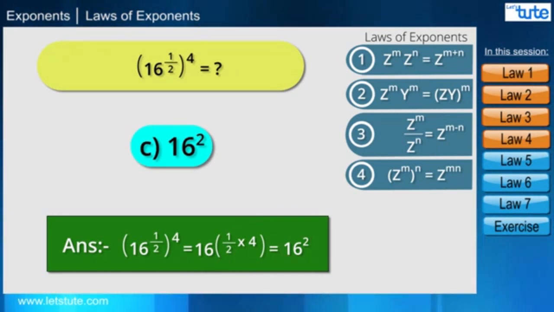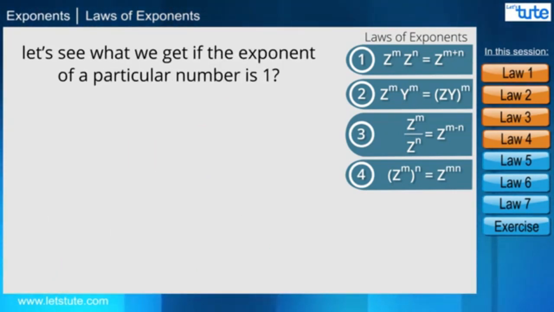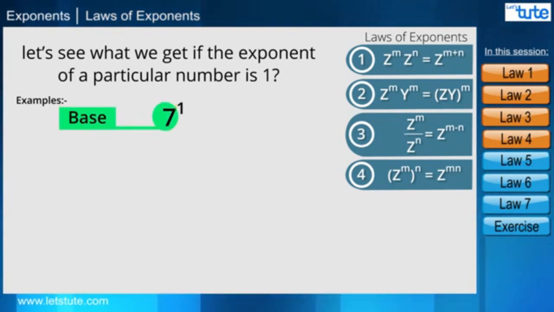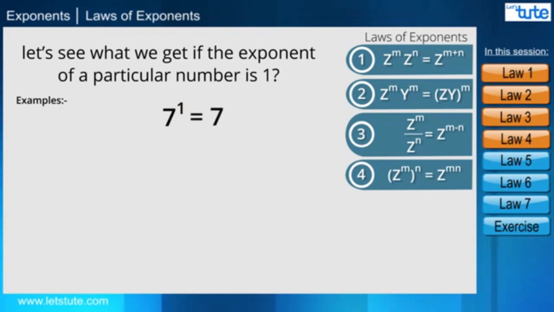So till now we have seen 4 laws of exponents. Now moving further, let's see what we get if the exponent of a particular number is 1. For example, 7 raised to the power 1. Here base is 7 and exponent is 1. That is, we have to multiply 7 for only one time. Therefore, the answer will be 7.